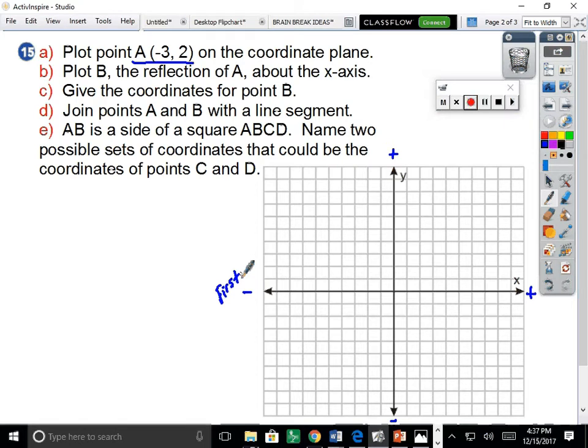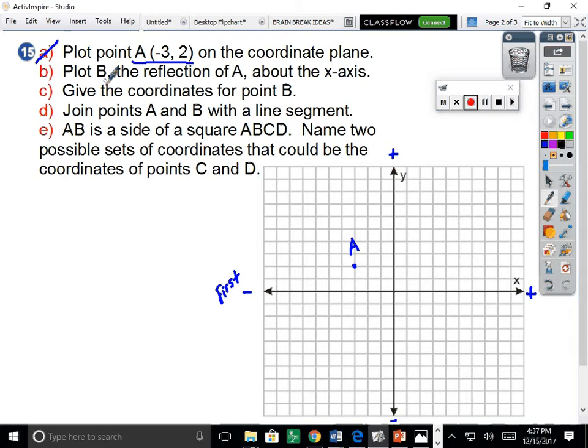So the first point, starting here at the origin, tells me to move -3, meaning first move backwards, 1, 2, 3. And the second coordinate is a +2, telling me to move up, 1, 2. We'll put a point here and call this point A. Okay, we've done part A. All there was, was a point to plot. Well, part B gets a little more complex because we're going to apply some reflection skills.